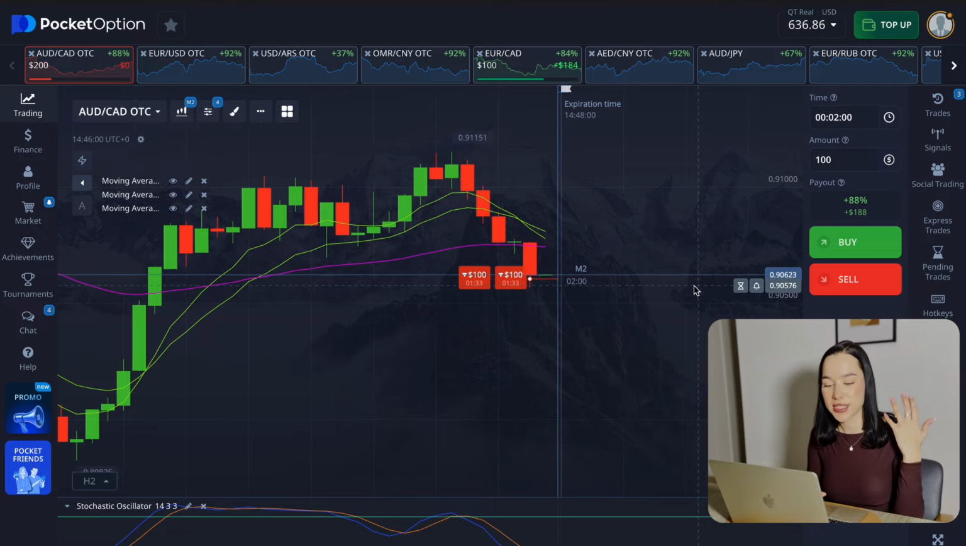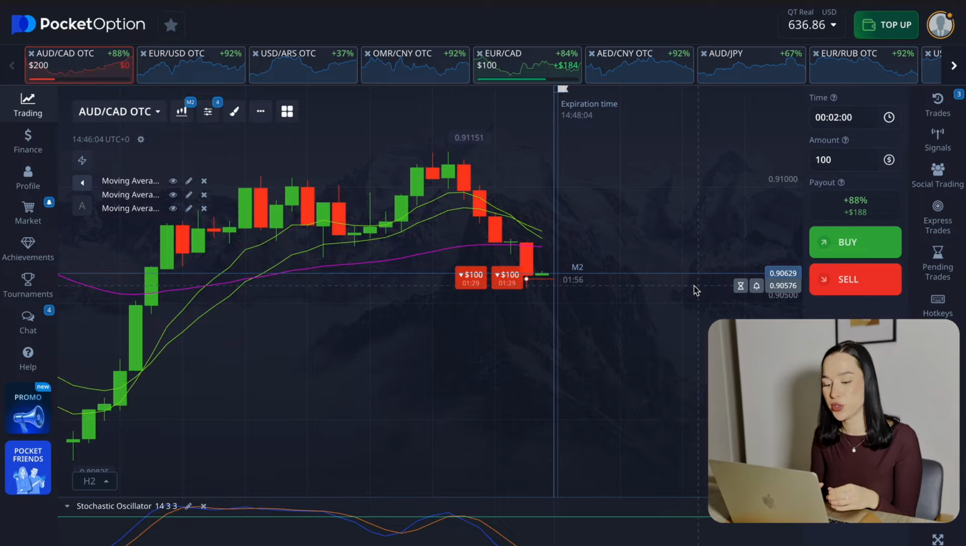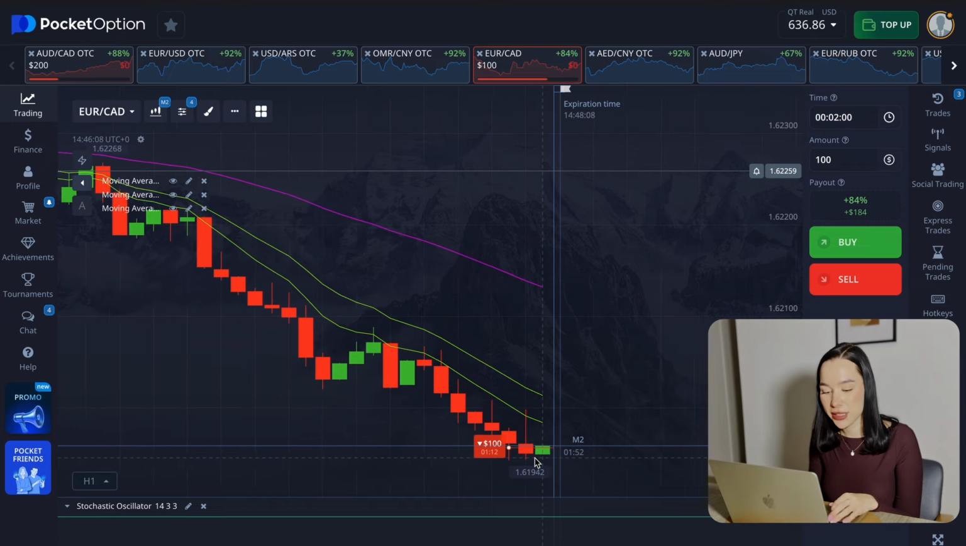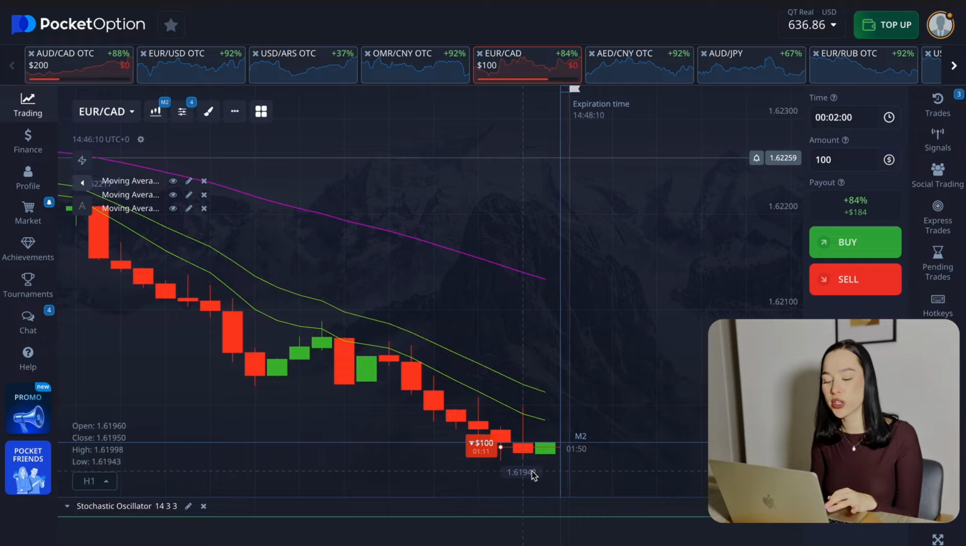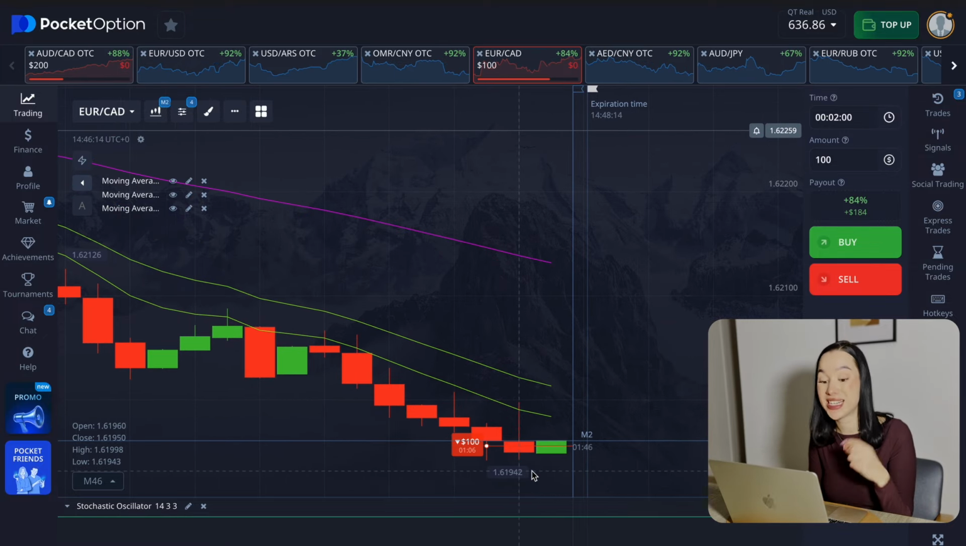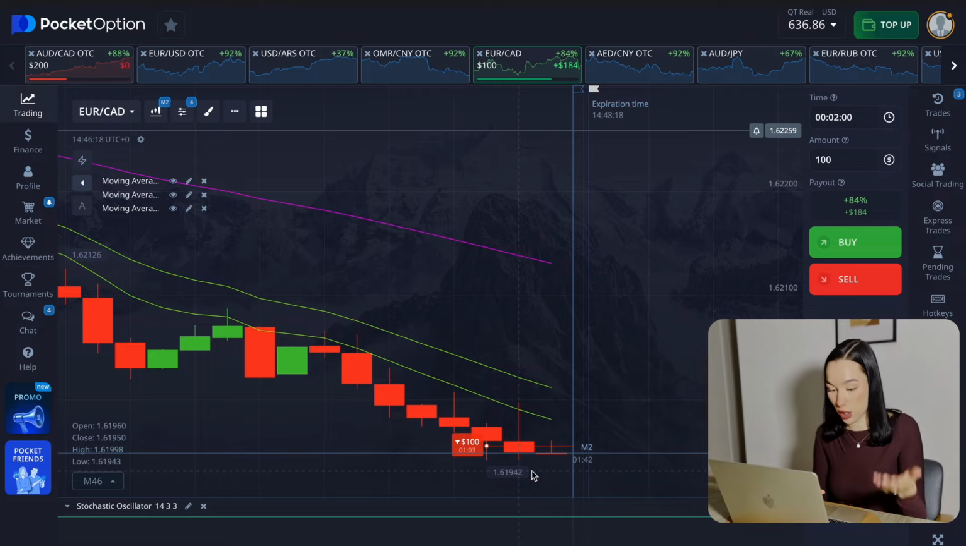And about the stochastic, how to use it. So if stochastic is above 80, it's overbought. This means price has been closing near the top of its recent range. It does not mean you must immediately sell. It just warns that upward momentum may be slowing and a reversal or correction is possible. This is pretty important.